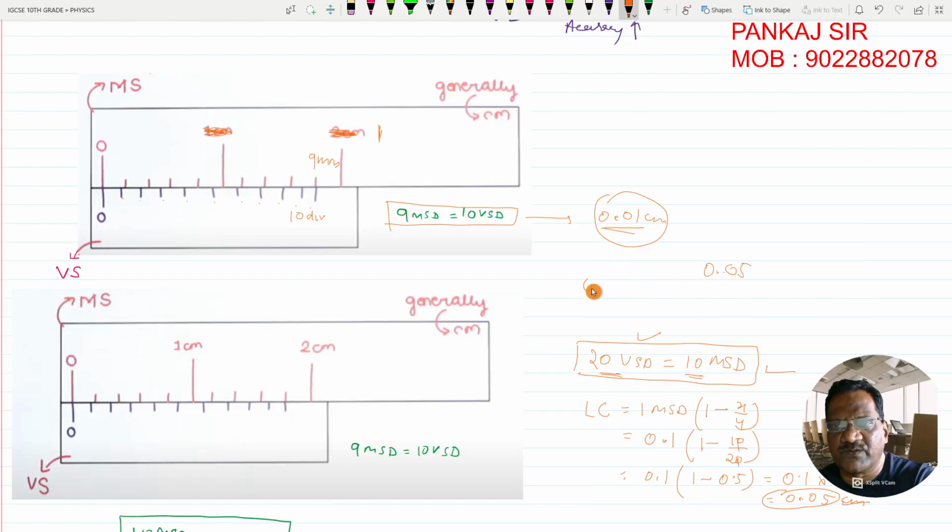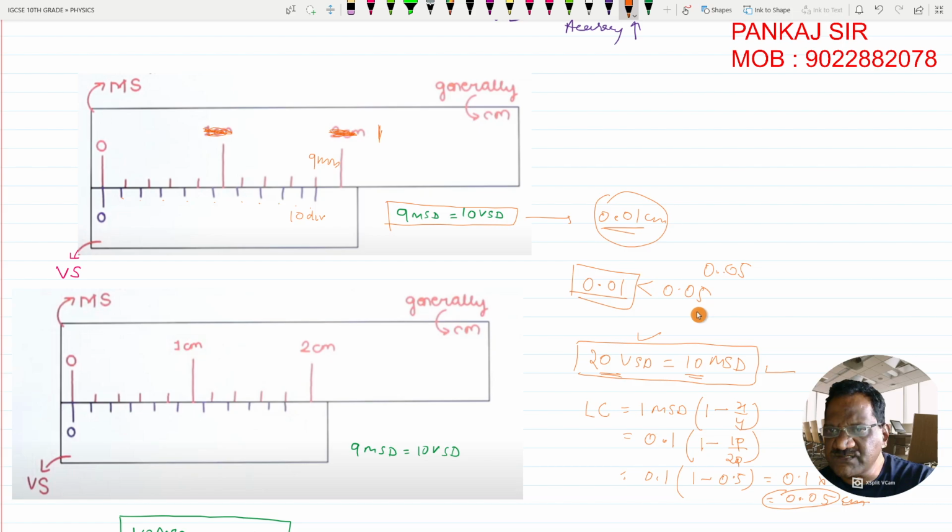Now 0.01 is less than 0.05. So the accuracy will be more by using this particular instrument, which has a least count of 0.01, rather than using this 0.05.